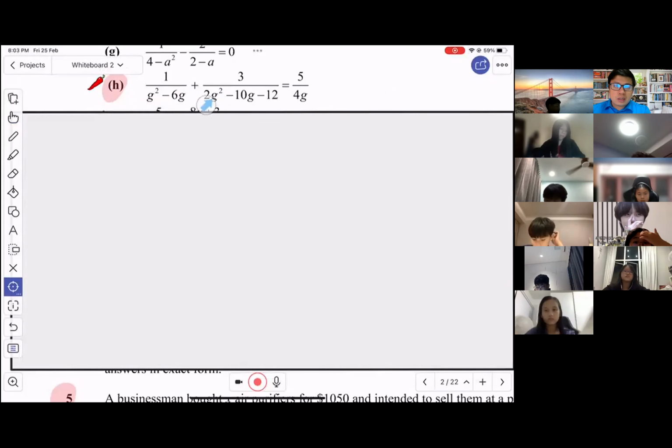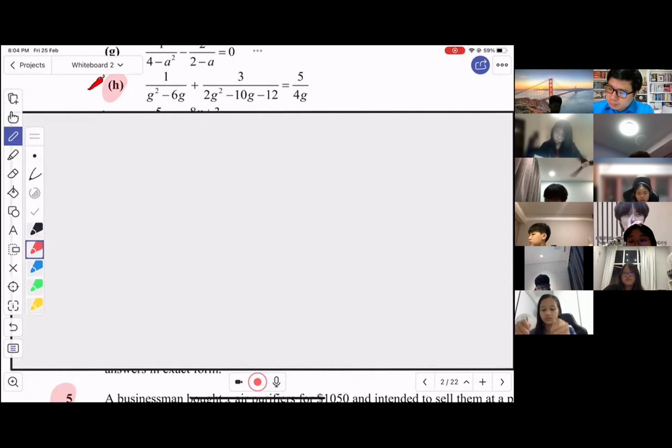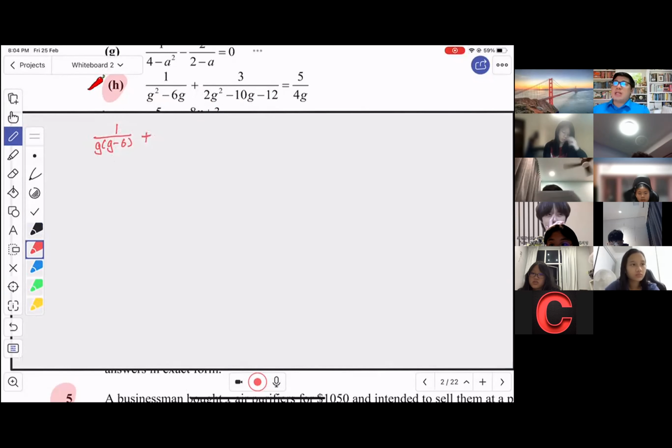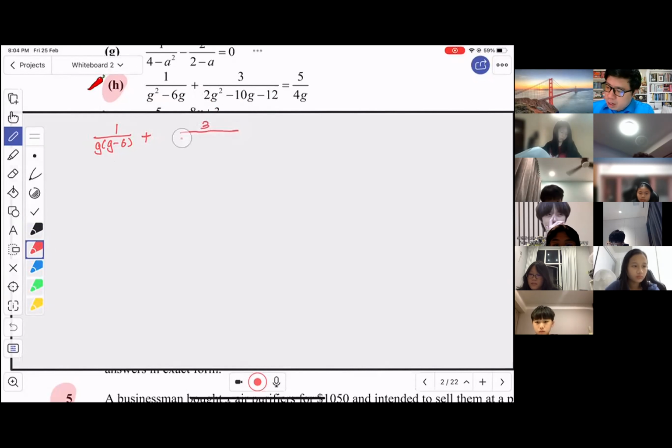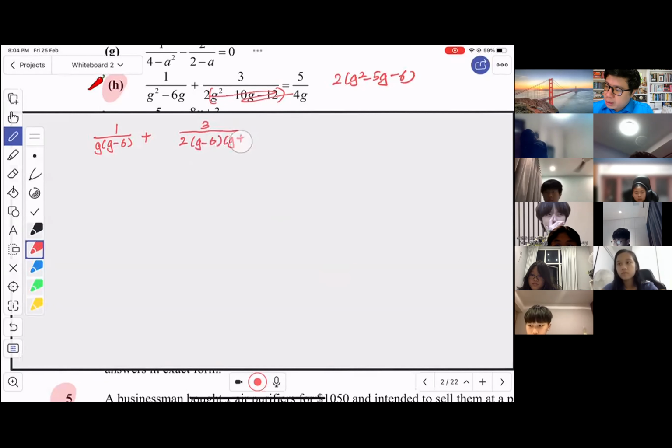So I look at g squared minus 6g. This one looks factorizable, with so many common factors. What I'll do is first take out g, so it becomes g times (g minus 6). Similarly for the left-hand side, I'll take out a 2 first. Then there's a 2 of g squared minus 5g minus 6 as well, and from here I can factorize this to (g minus 6)(g plus 1).